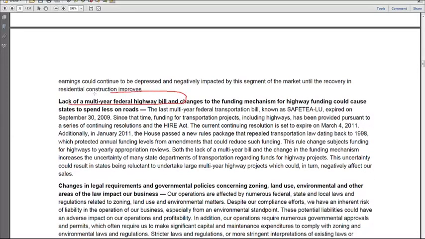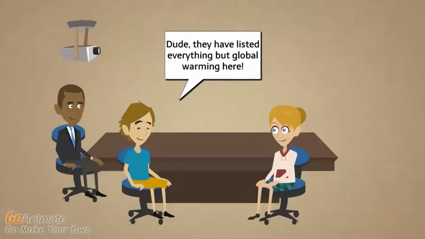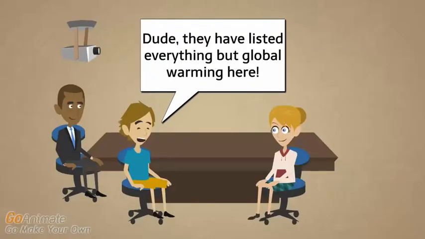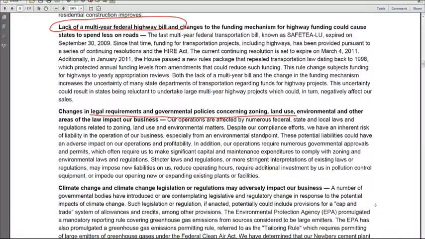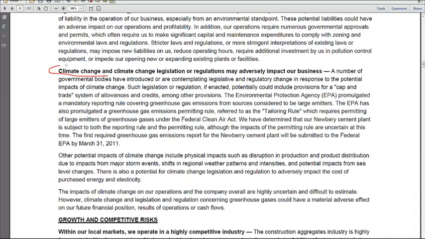So the lack of a multi-year highway bill is affecting the construction on roads, which is affecting over half of their business in aggregates. There's risks to changes in requirements for government policies related to zoning, land use, environmental, and other issues. So there could be environmental laws that stop construction, which hurt their business. Dude, they've listed everything but global warming here. So here it is. Climate change and climate change legislation could affect their business. So here's the global warming warning.